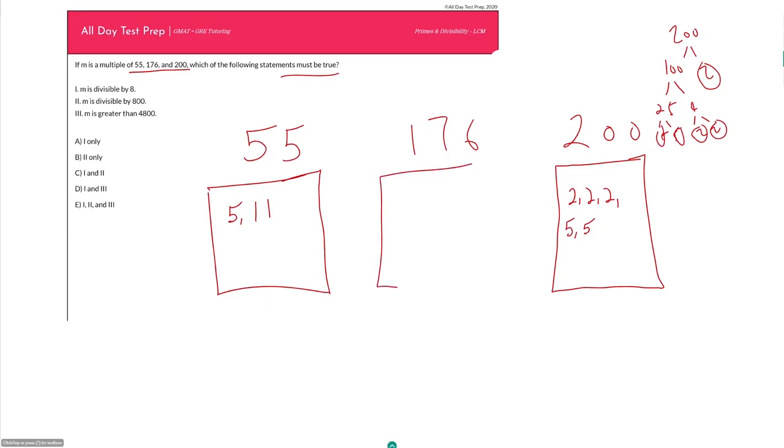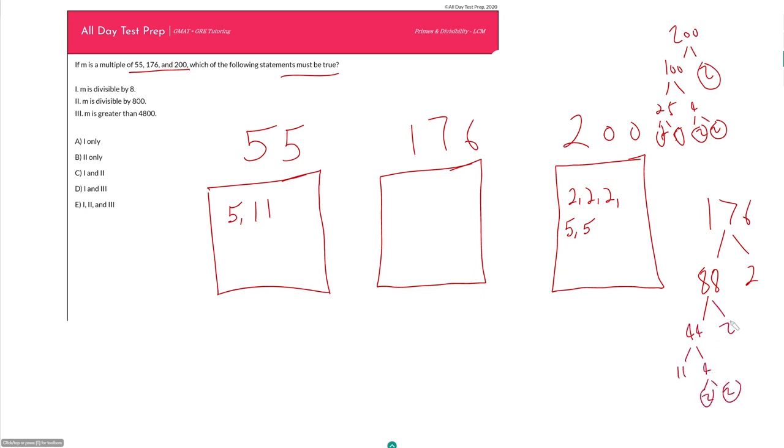What about 176? 88 times 2. This is 44 times 2. 11 times 4. So here we got 4 2s and an 11.